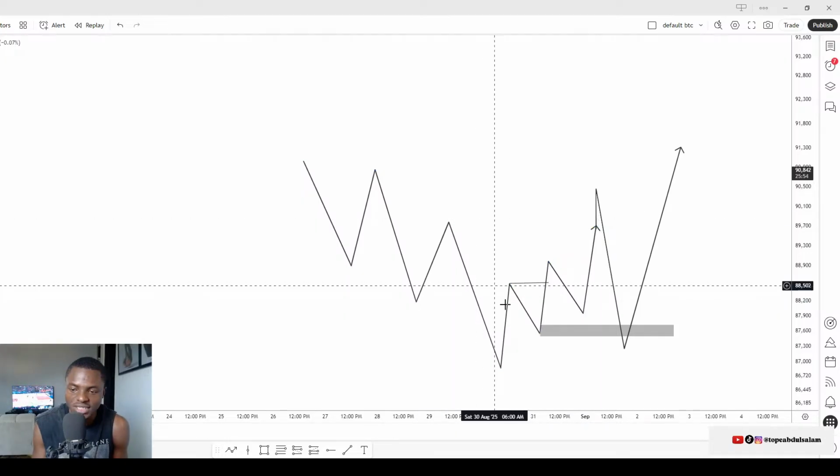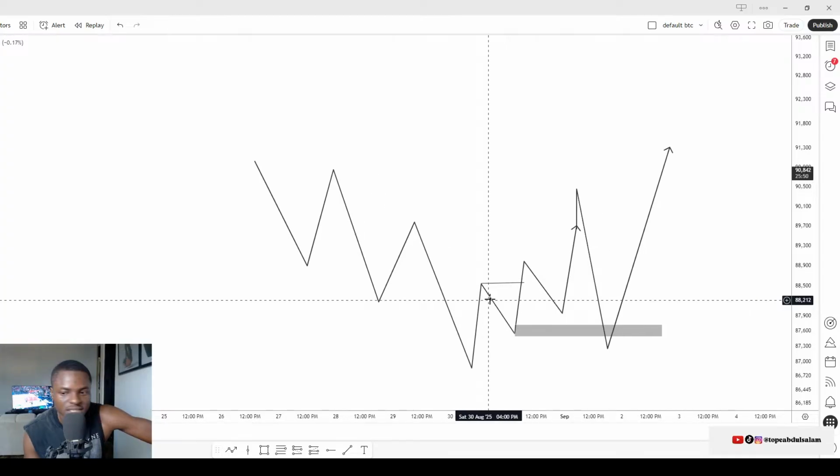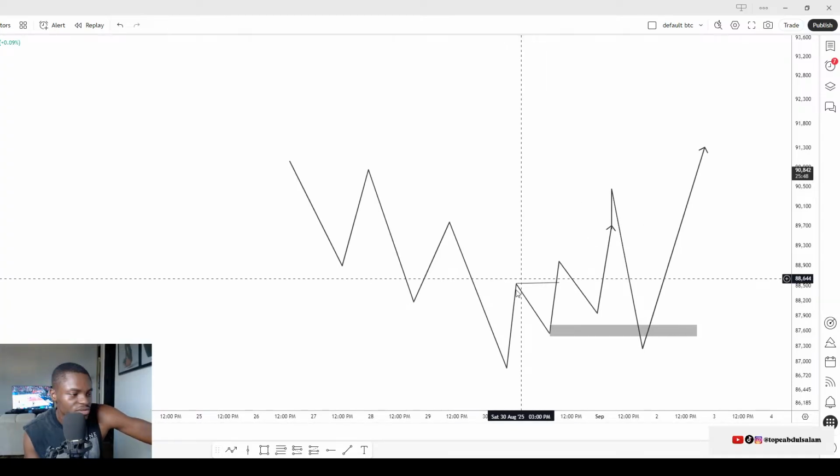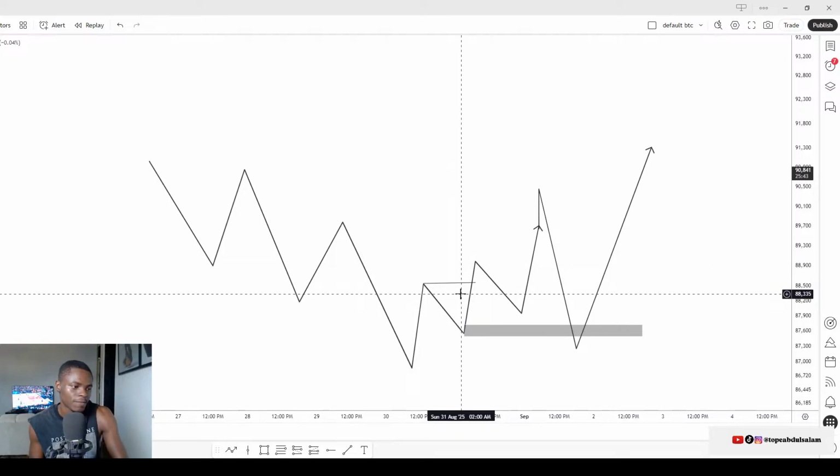All these are the market generating liquidity. The market is just generating liquidity inside this range. The market is not doing anything, it's just generating liquidity. Do you understand?